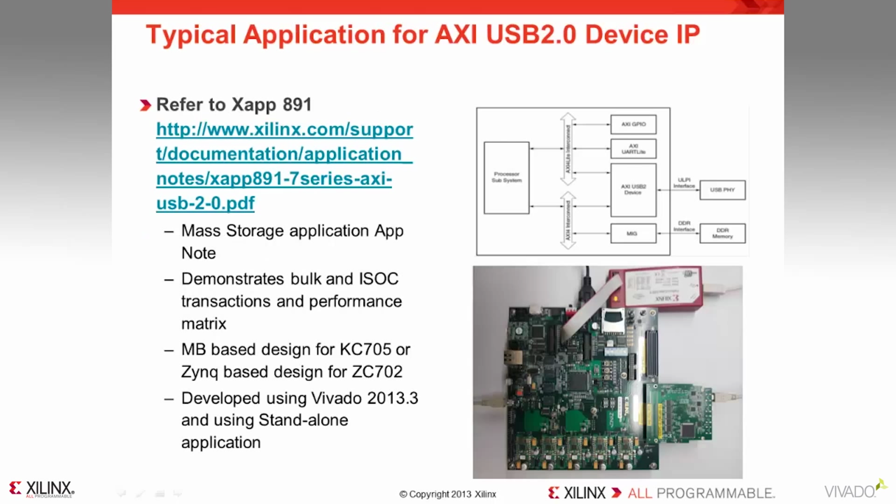For a typical application example, we have developed XAPP 891. This is a mass storage application, and on the right hand side you can see a typical block diagram. It has a processor subsystem which can be a MicroBlaze or Zynq processor subsystem. Then it has AXI USB2 device IP, which is through ULPI interface connected to USB PHY. There is also MIG IP through which it is also connected to DDR memory, and then a couple of AXI GPIO and UART Lite IPs. So this is a typical block diagram of this application note.